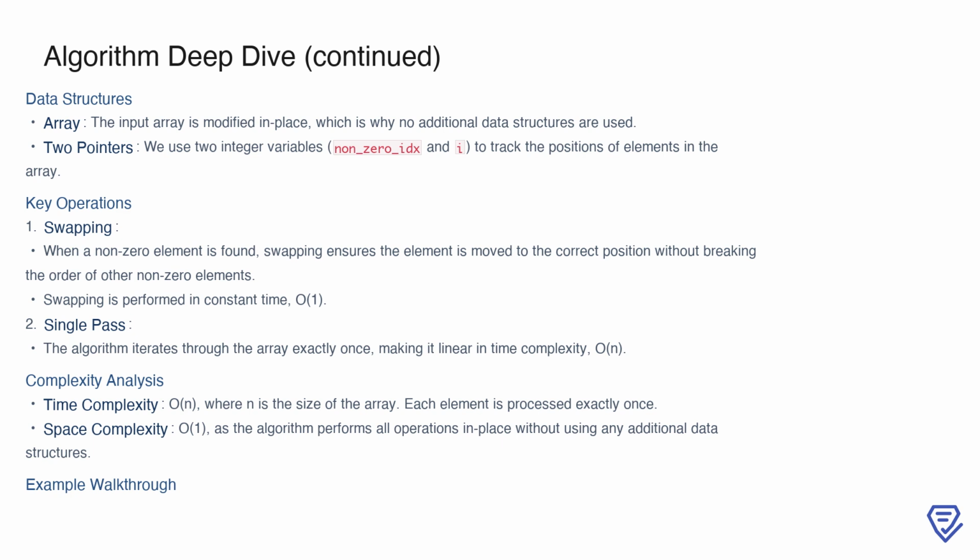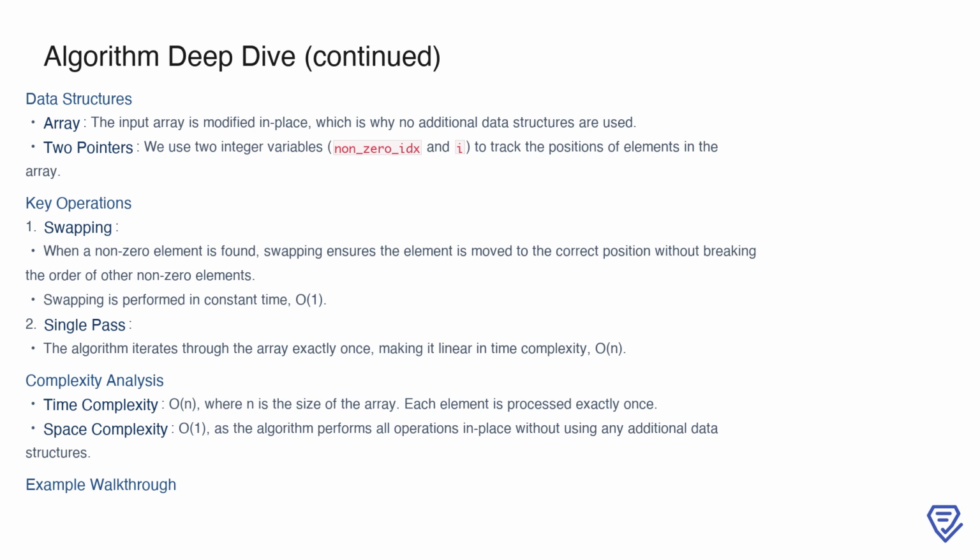This solution relies entirely on the input array, which is modified directly in place, eliminating the need for any additional data structures. The two-pointer technique is the core of this algorithm, with non_zero_idx keeping track of where the next non-zero element should go and I scanning the entire array. The main operation here is swapping. When a non-zero element is encountered, it is swapped with the element at non_zero_idx, which ensures that non-zero elements are placed in their correct positions. This swap operation is highly efficient, taking constant time, O(1).